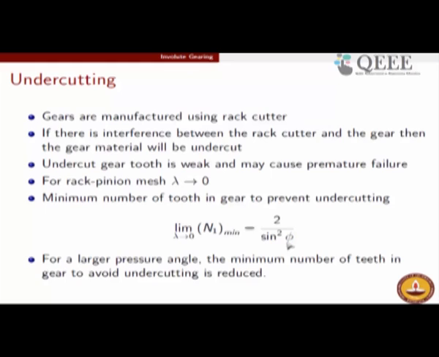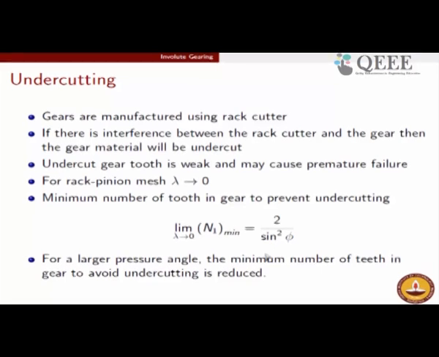Else, if you have a gear with a very small number of teeth, those gears will actually be undercut. In the tooth region the material will be lesser, and as a result the gear tooth will be weak. Also, what you can see now is that if the pressure angle is large, the sine square phi term will be large, and then the minimum number of teeth to avoid undercutting is reduced. So that means the limit can be relaxed.